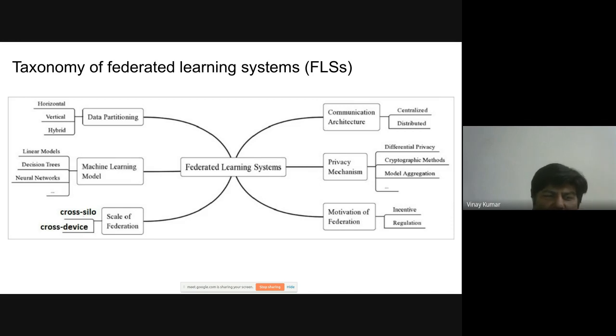Next is the motivation of federation in real-world applications. Individual parties need motivation to be involved in federated learning. The motivation can be regulation or incentive. Federated learning inside a company or organization is usually motivated by regulation. However, parties that choose to participate in federated learning can benefit from it, for example through higher model accuracy.